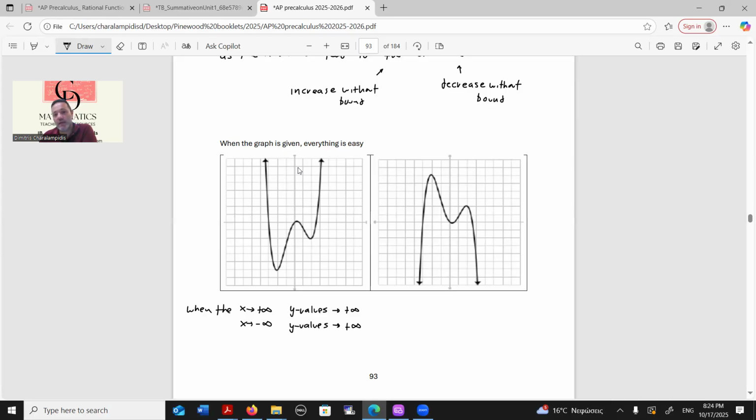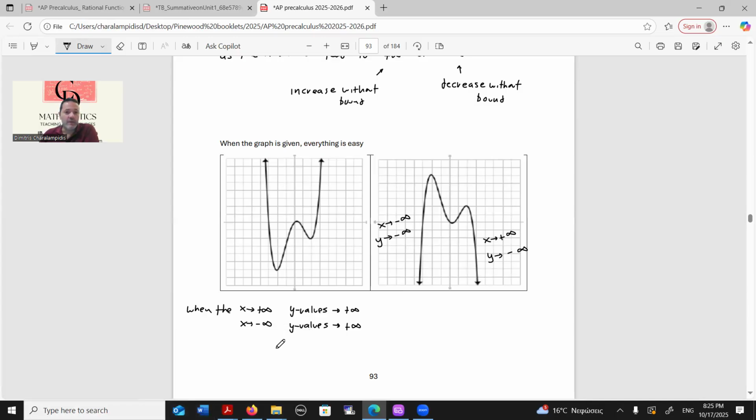Similarly, on the right diagram, we see that while x goes to the right, the y values move downwards. So they tend to minus infinity. While when x moves to the left, the y values still decrease downwards. And this is yet another option.